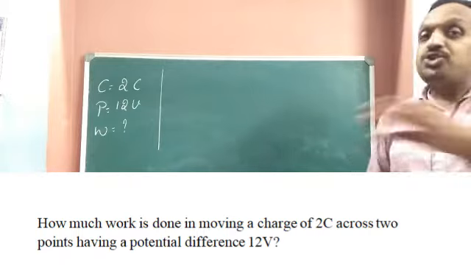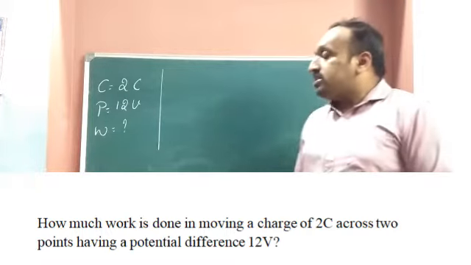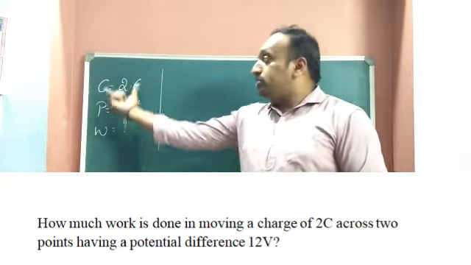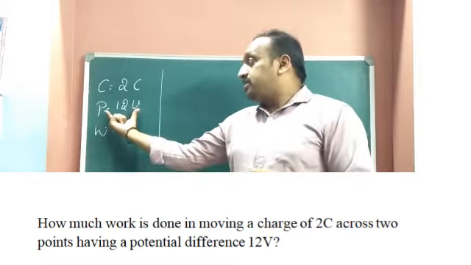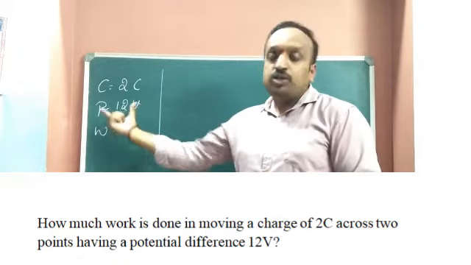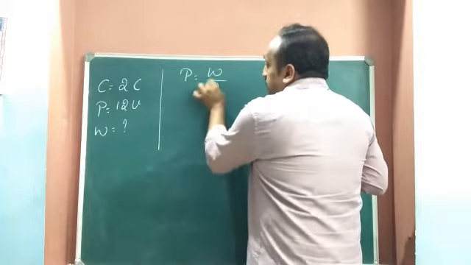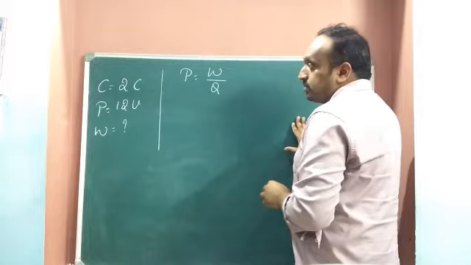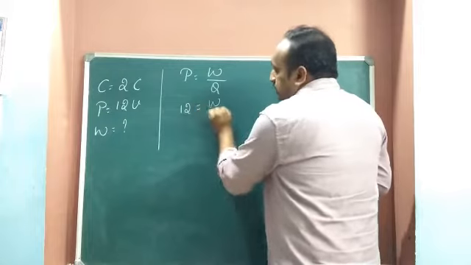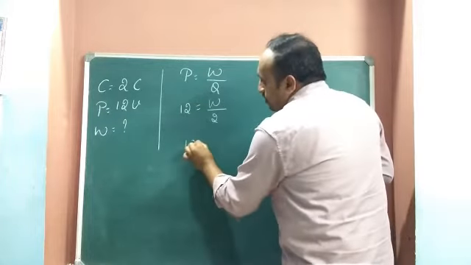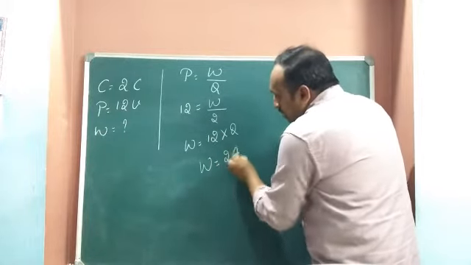So let us solve one numerical based on this. It has been clearly asked in the question, what is the work done if 2 coulomb of charge is brought from one point to another point having a potential difference of 12 volt. To solve that, first use the formula P is equal to W by Q. So substitute the values: 12 is equal to W divided by 2, or W is equal to 12 into 2, nothing but W is equal to 24 joule.